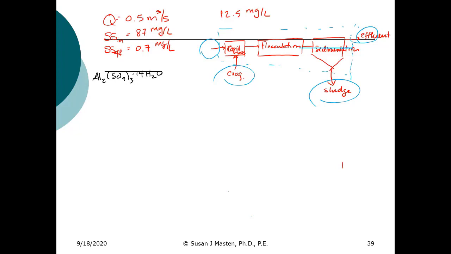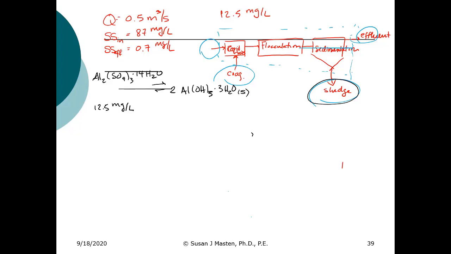So alum reacts and forms 2 moles of aluminum hydroxide, and aluminum hydroxide has 3 waters of hydration. This is a solid. So we're going to add alum and form aluminum hydroxide. I haven't balanced the equation. I will subsequently, but for now we don't need to. What we need to know is how much we've added and how much aluminum hydroxide we produce, because what we're asking for is how much sludge is produced.